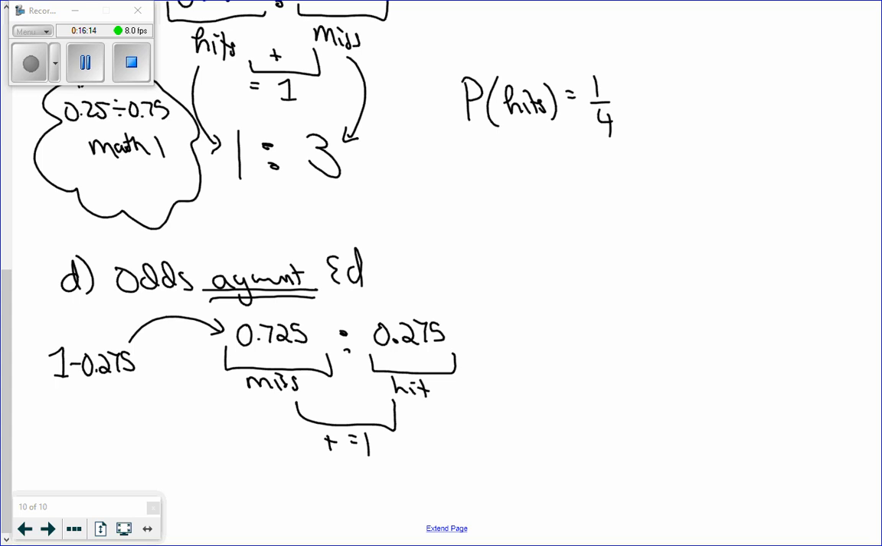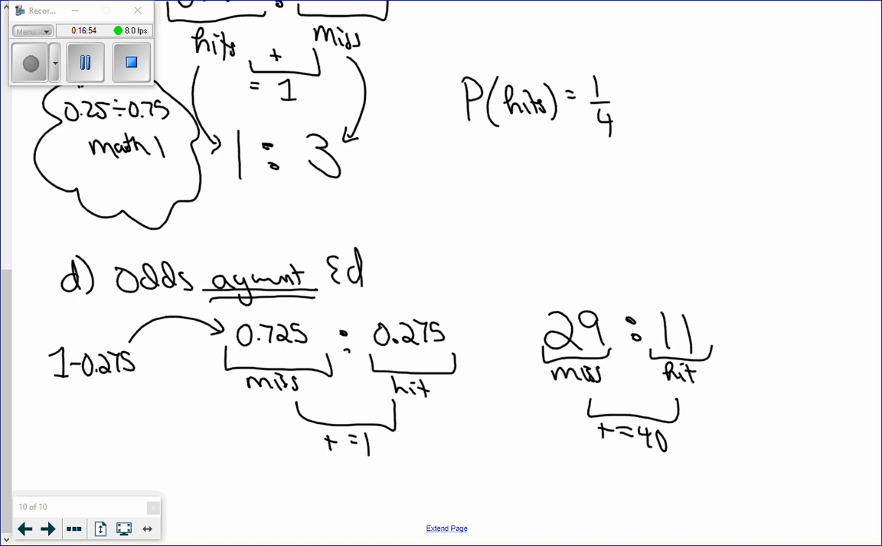So on your calculator, go 0.725 divided by 0.275, and then go math 1. So you get 29 to 11. And so he's going to miss 29 times. He's going to hit 11 times. So in other words, for every 40 times at bat, he's going to miss 29 and hit 11.